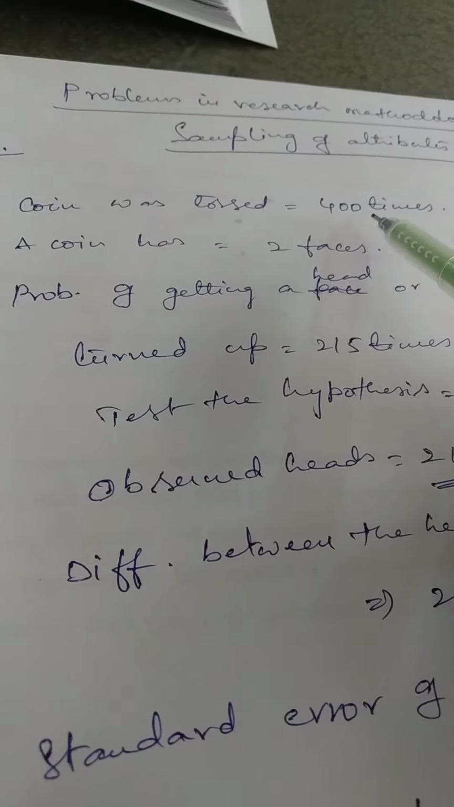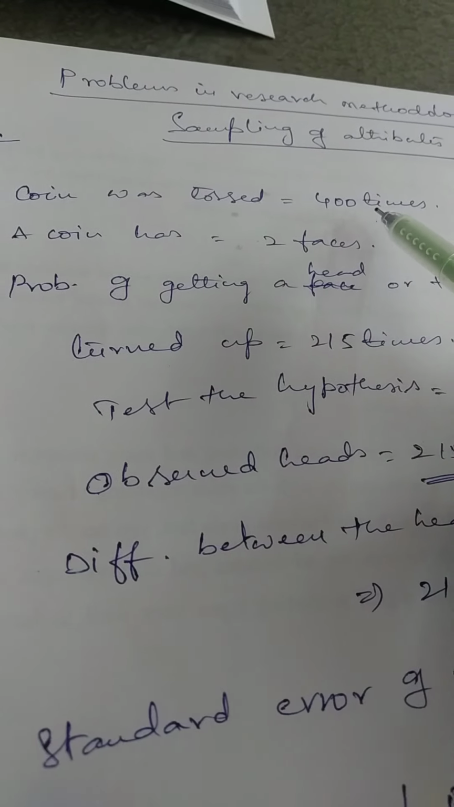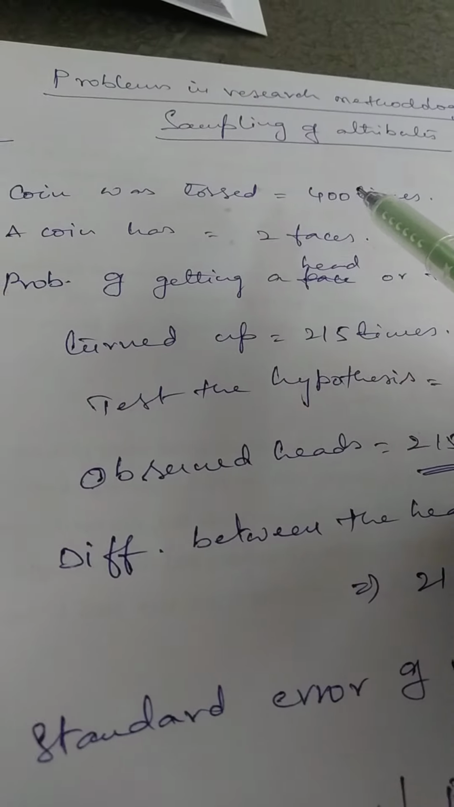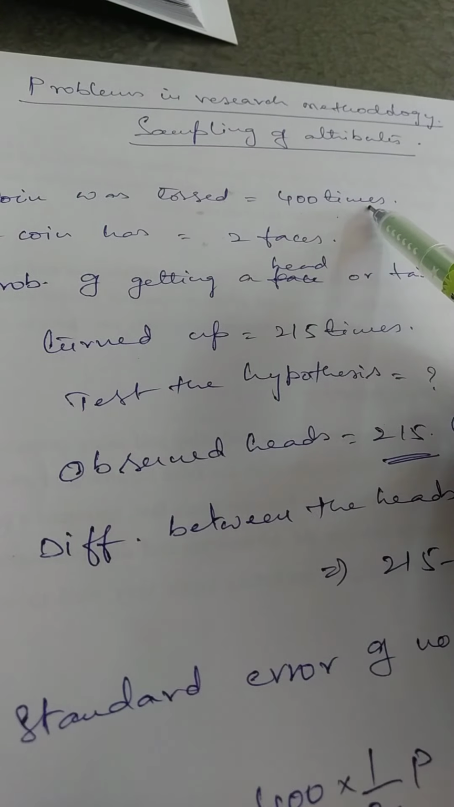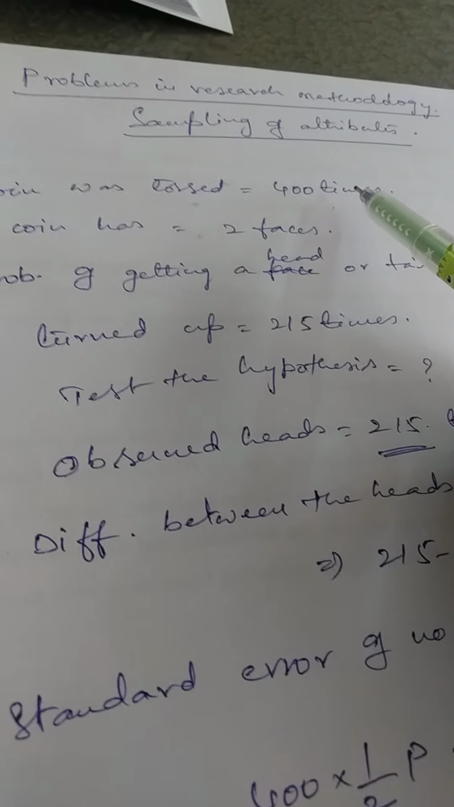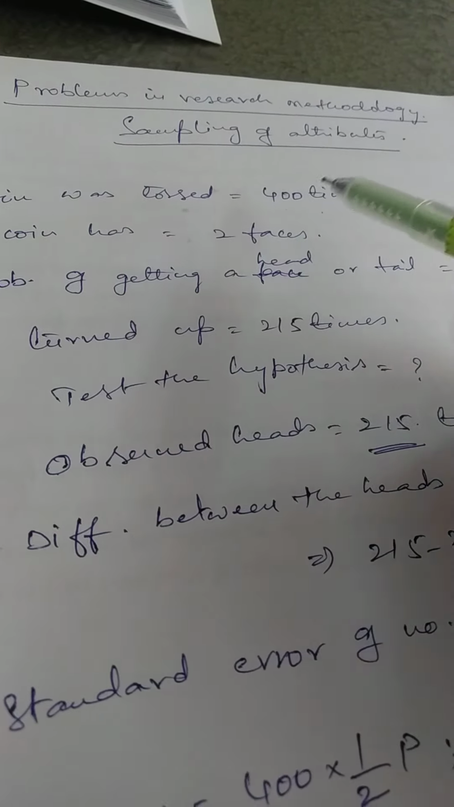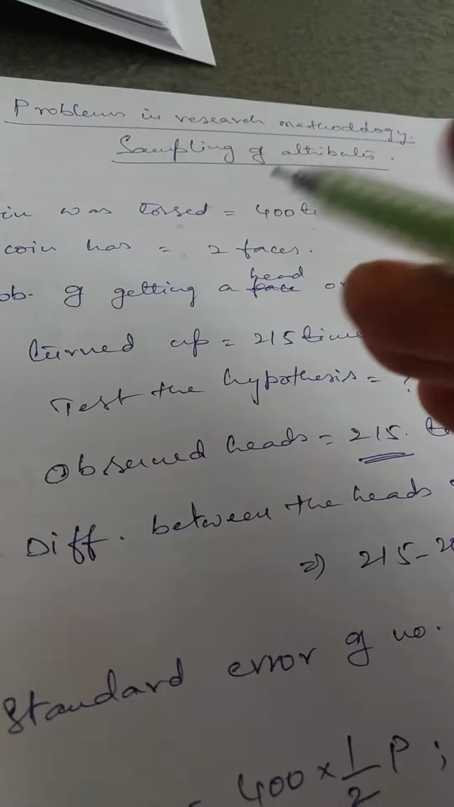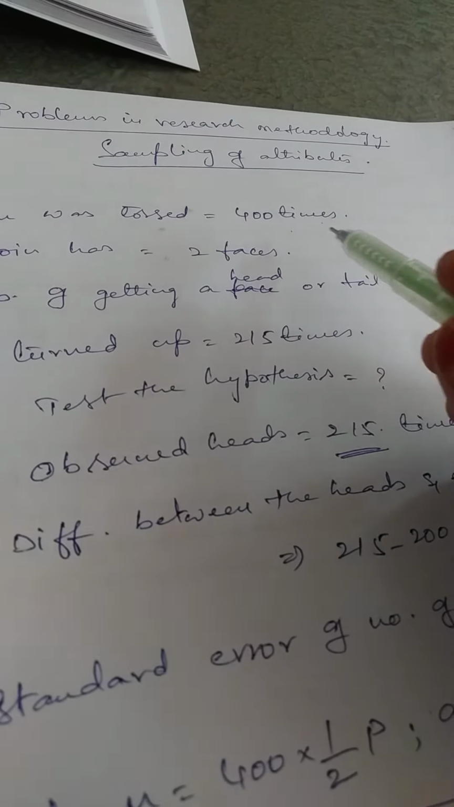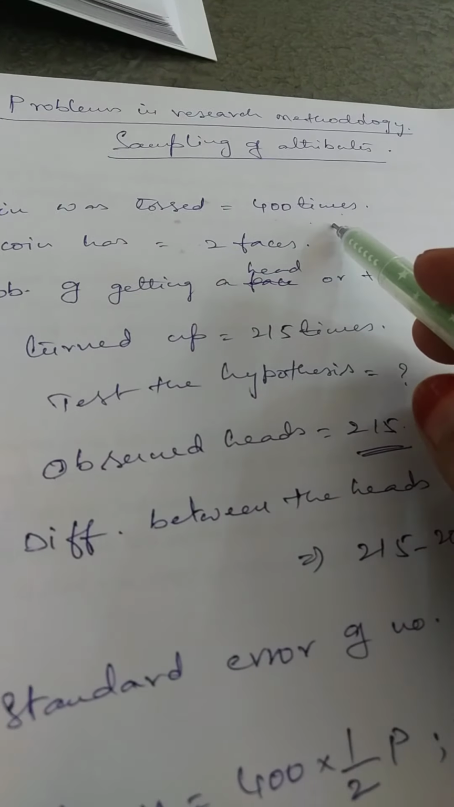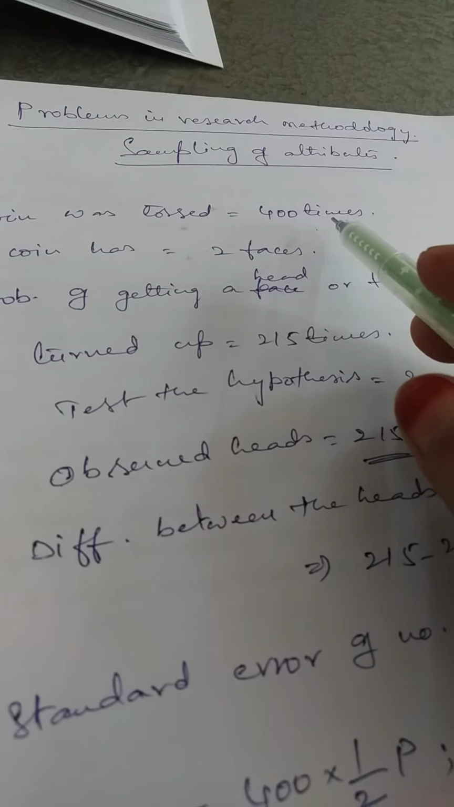Here in problem number 1 in your textbook, it was given that a coin was tossed 400 times and head turned up 215 times. Actually, a coin will have two sides. One is head and the second one is tail. And it was given that 215 times a particular person got head.